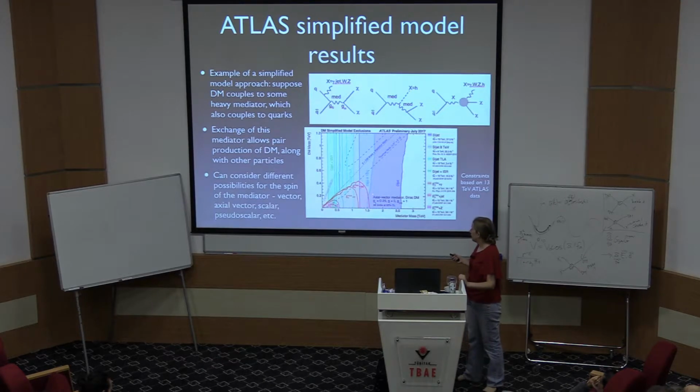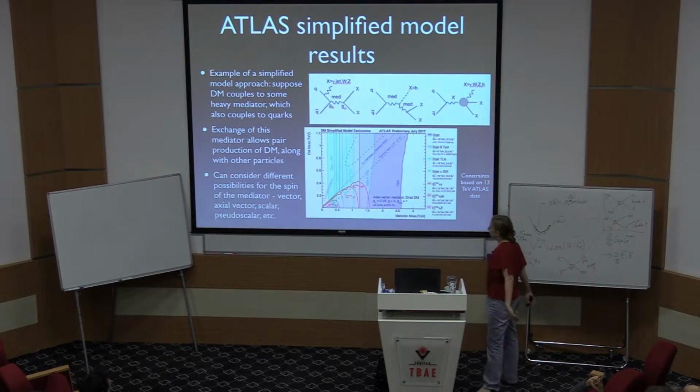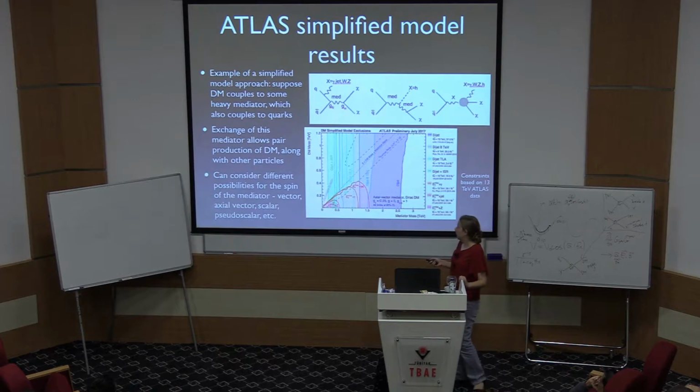And these different colored regions show the reach of various searches in the plane of the mediator mass in TeV versus the dark matter mass in TeV. So these are mostly dijet searches, these lines over here, and this is missing energy plus a jet, or missing energy plus a photon, or missing energy plus a Z. And they have a whole set of these results for various structures of the mediator and the dark matter, which can be quite powerful.